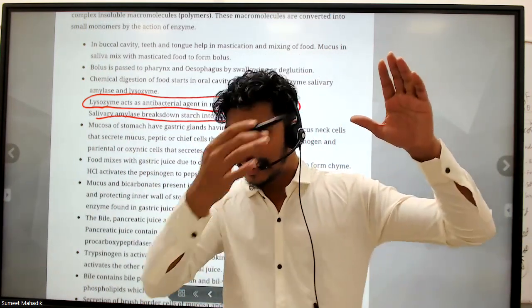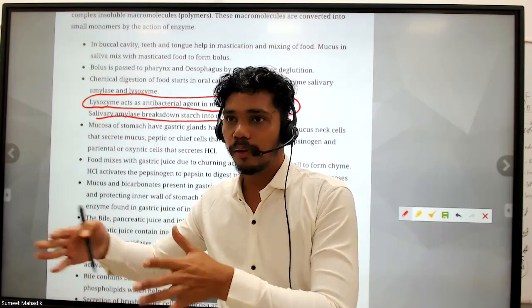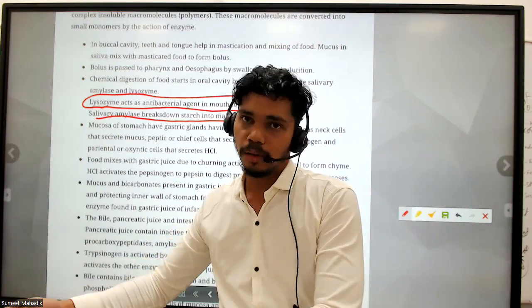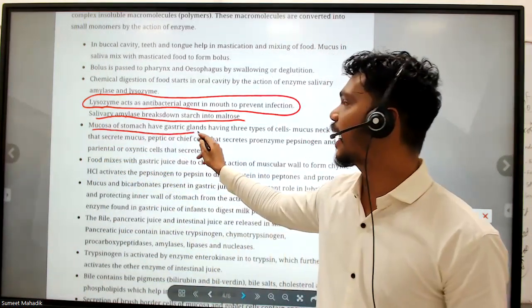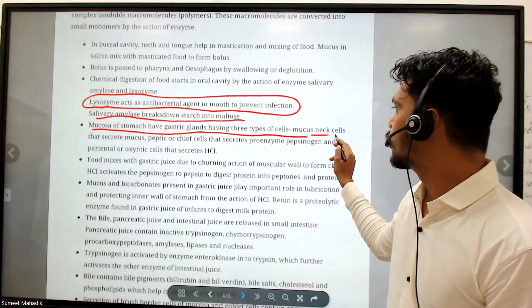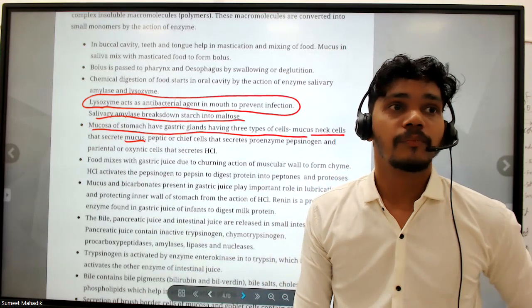Okay. So salivary amylase breaks starch down into maltose, not directly into glucose. As I told you, it's a cascade mechanism from starch to maltose. Then it goes to the stomach, and from maltose, two monomers will be there. So it depends. The mucosa of the stomach has gastric glands having three types of cells. Mucus neck cells secrete mucus. Why do we need mucus?